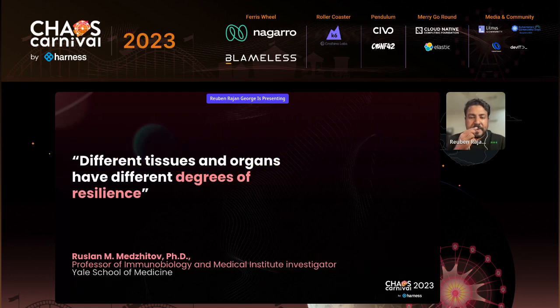Here's another note. Different tissues and organs have different degrees of resilience. This is another professor from the same school. A hard skull shields the brain from mechanical blows, and internal mechanisms maintain the supply of glucose and oxygen to the brain, even at the expense of other tissues.